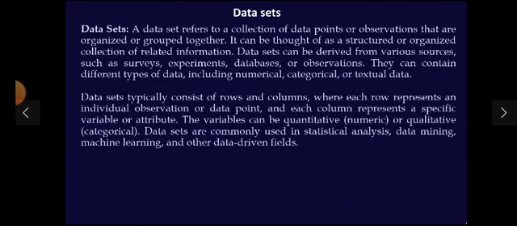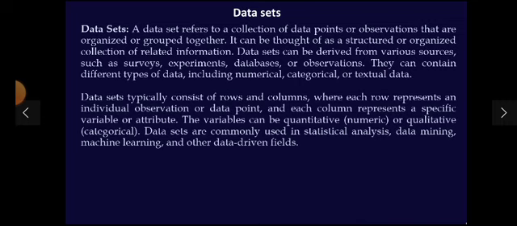Okay, now let's look at data sets and data tables. What is a data set? A data set refers to a collection of data points or observations that are organized or grouped together. It can be thought of as a structured and organized collection of related information. Datasets can be derived from various sources, such as surveys, experiments, and all that. We have said that they can contain different types of data, including numeric, categorical, and textual data.